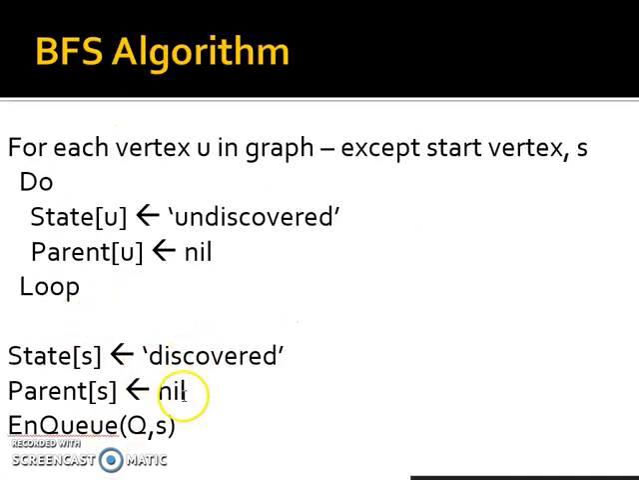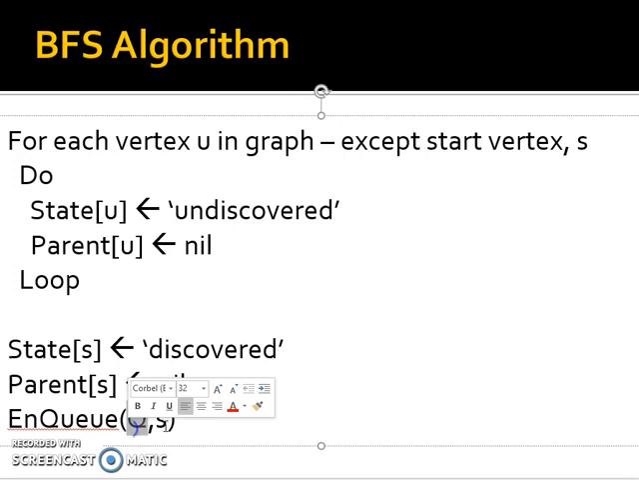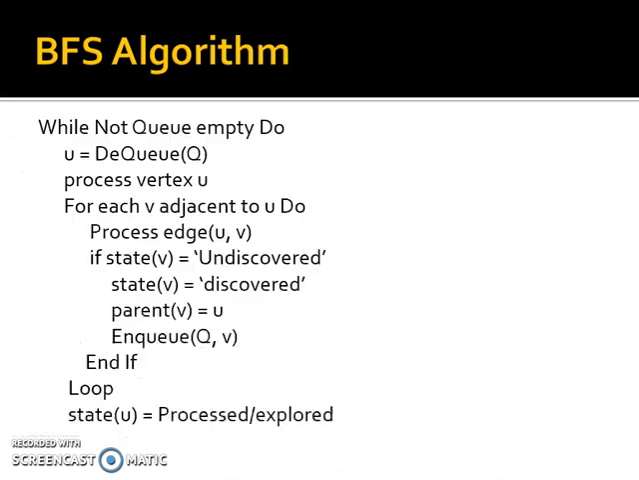And the starting state, the root, in this case A, is marked discovered, with a nil parent. We've got this process, we're going to enqueue the starting state in the queue. And there is the algorithm.